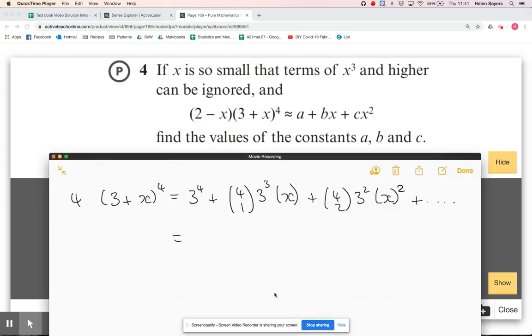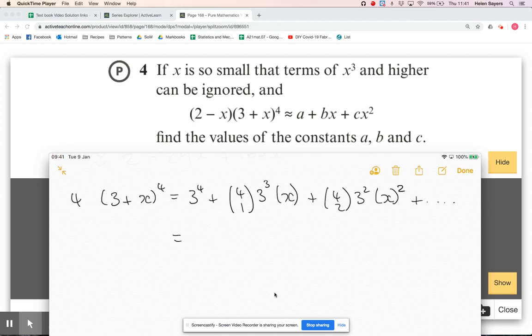So 3 to the power of 4. Okay, then it's 4 choose 1, so that's just 4 times 3 cubed. 4 choose 2 times 3 squared, so times 9. No negatives or anything to worry about for this one. Okay, so that's those brackets expanded.